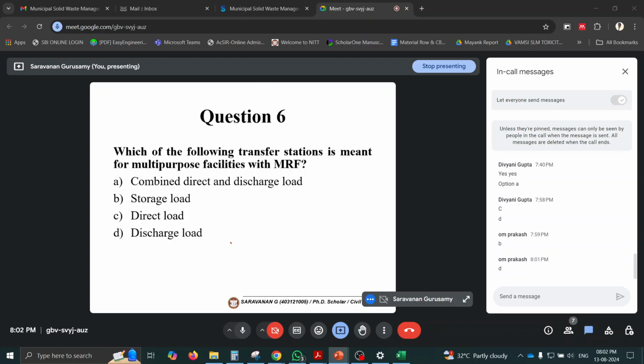Then the sixth question: which of the following transfer stations is meant for multi-purpose facilities with the MRF? That is the material recovery facility also there. Then it is called multi-purpose. Means something will unload and be segregated and some will be directly loaded from the smaller vehicle to the bigger vehicle. So it is multi-purpose, so both combined direct and discharge load.